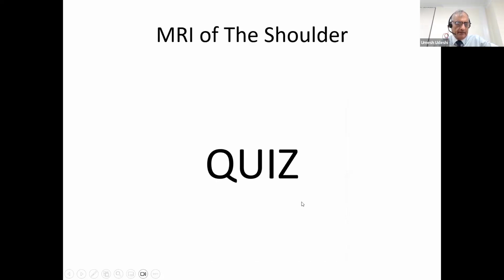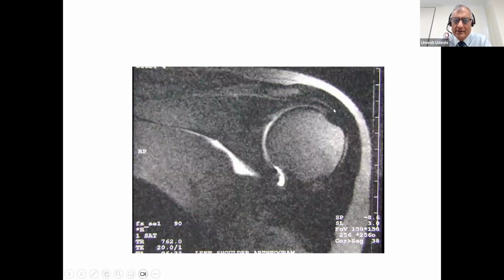Okay, I think we've gone through that a little bit quicker than I thought. Sorry about that. We've got a few quiz images to look through. So please put your answers in the chat as I ask you questions. So here's an MRI scan. It's a standard scan without arthrography. What do you think it shows? Coronal image, T2 weighted. What are we seeing on this?